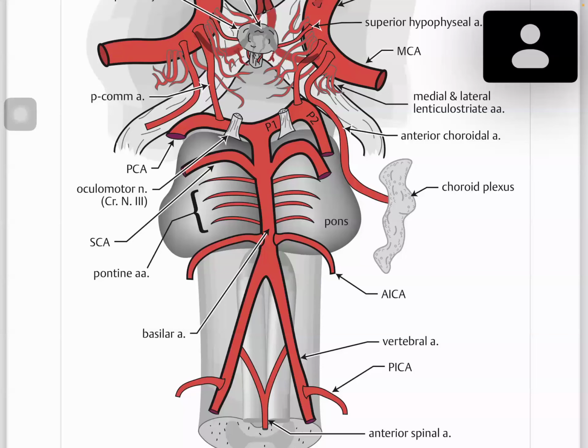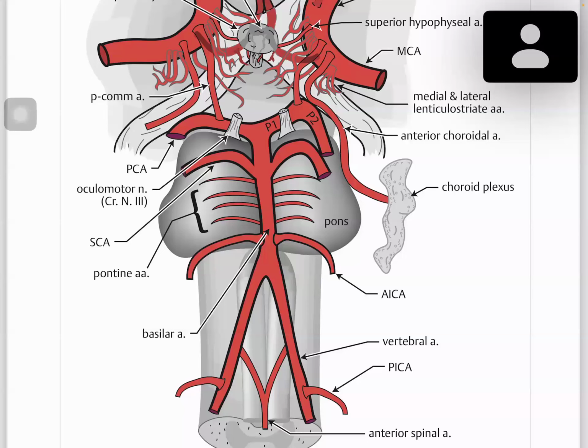The PICA will be responsible for the vascularization of the lower parts of the posterior fossa. You have the medulla oblongata. It also vascularizes the inferior parts of the cerebellum. The vertebral arteries will then join together at the level of the pontomedullary junction to form the basilar artery, a unique artery, which will gradually give out the AICA.